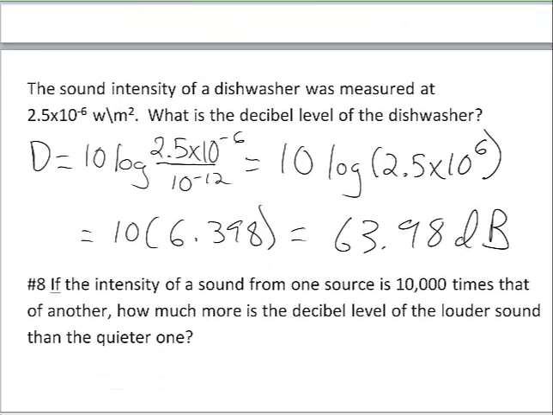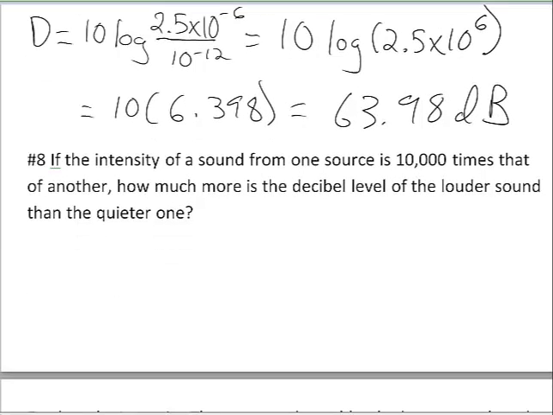When things get interesting, though, questions like this. If the intensity of one sound from one source is 10,000 times that of another, how much more is the decibel level of the louder sound than the quieter one? So one thing you might notice here is they don't give you any intensities. So that doesn't actually have to stop us. We can just make them up.